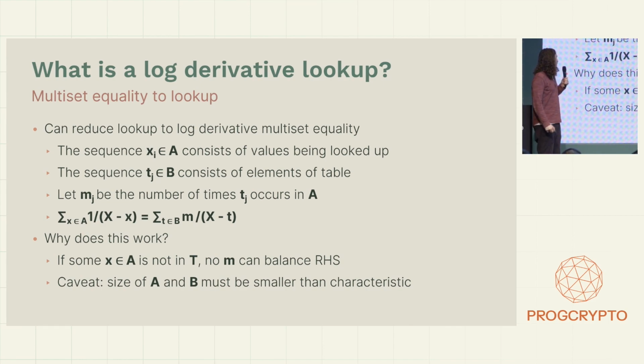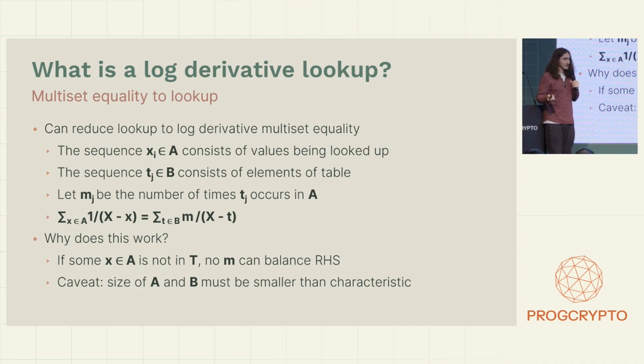And so heuristically, if there were an x on the left-hand side that were not in B, it wouldn't be possible to cancel it on the right-hand side by manipulating m.